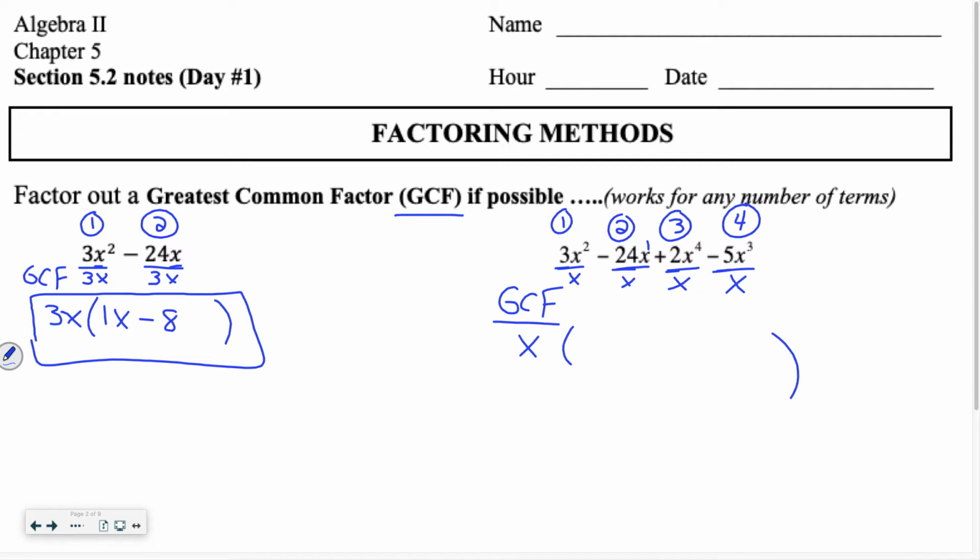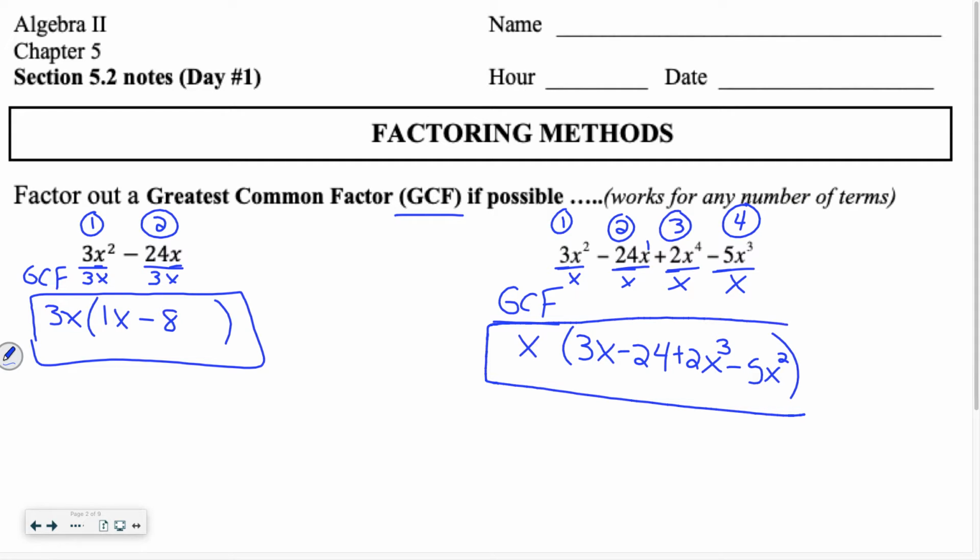So 3x squared divided by x is just 3x. 24x divided by x is 24. 2x to the fourth divided by x is 2x to the third. And then 5x to the third divided by x is 5x squared. So we took out our GCF, and that's what we would get. So trying to find the biggest thing you can divide both terms by.